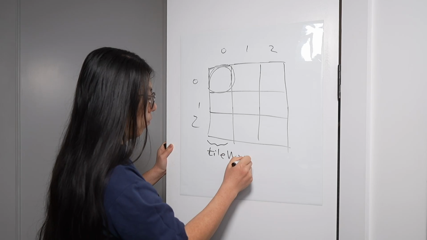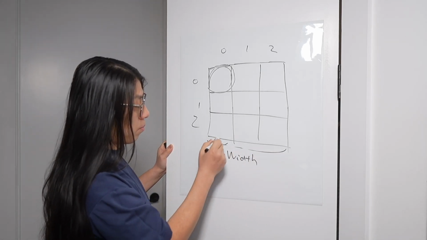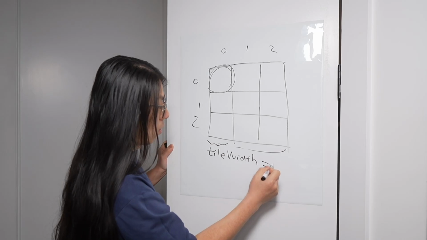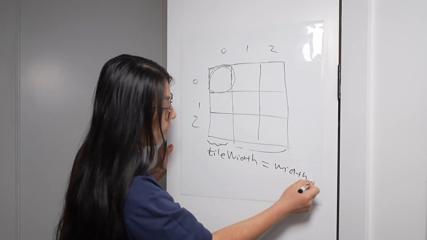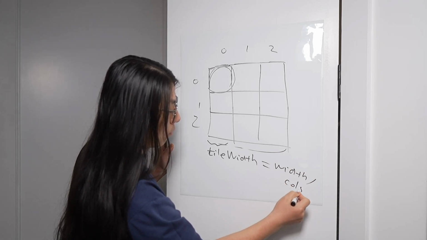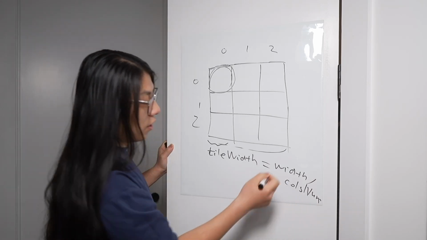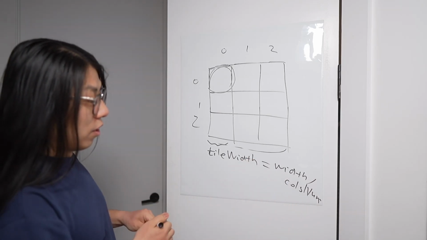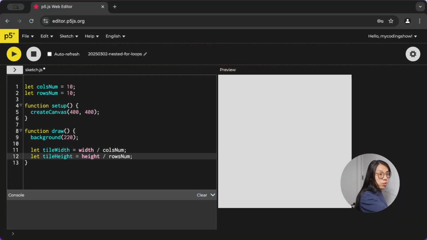And then the width of the column, or over here, this is tile width. That should be the entire width divided by the number of columns that you have. Really bad handwriting over there, but you get the idea. And let's get back to our code. That's why we are calculating the tile width and tile height based on those two numbers.